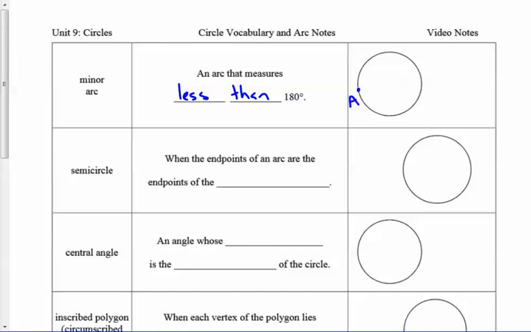So if this is A and this is B, this would be arc AB. You could also call it arc BA. That would be the same thing. But if I have this point C, then this would be CB.